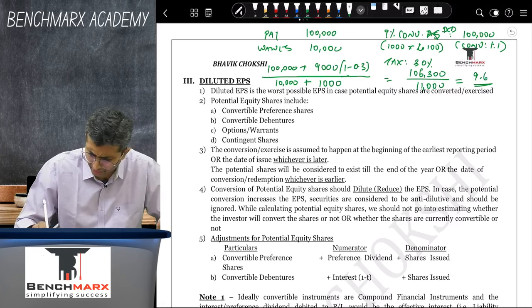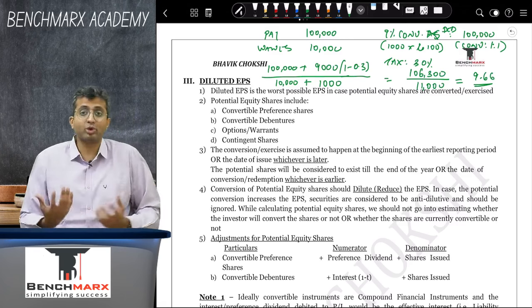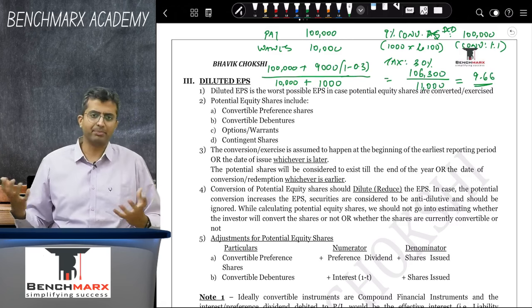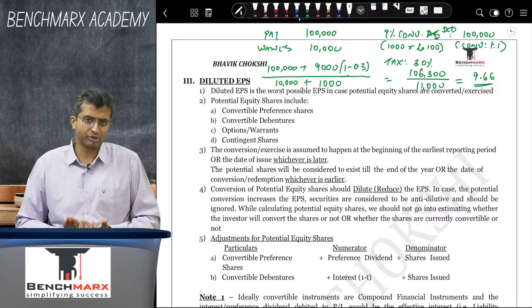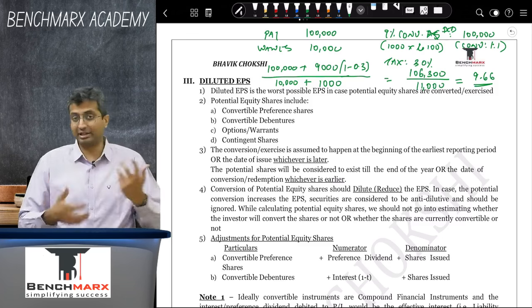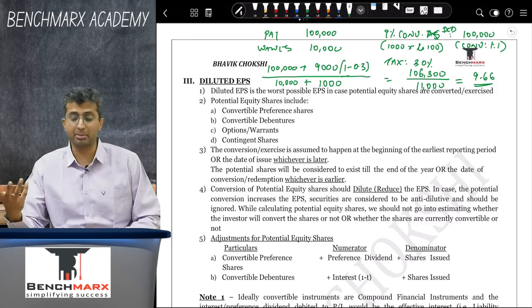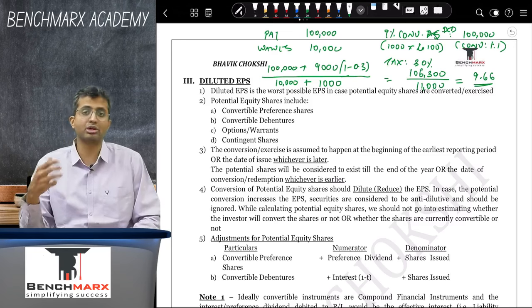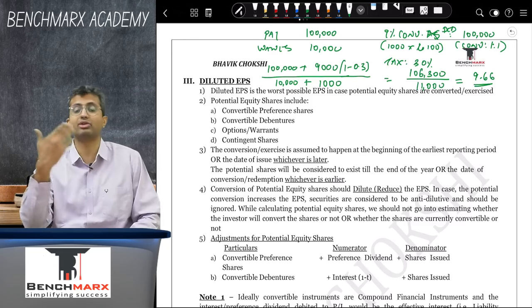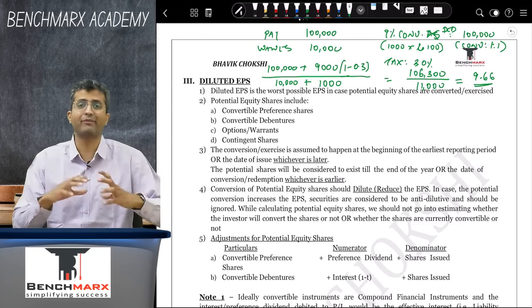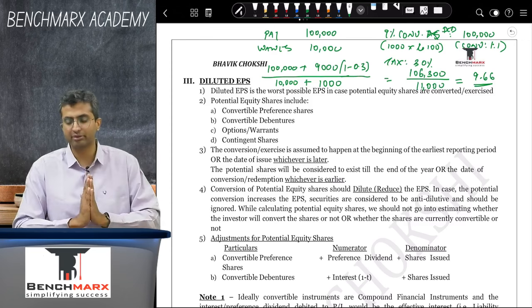Fair enough, nothing much. You have to remember that we have to consider all the possible impacts from the conversion, not just interest. If, let us say, there is a managerial remuneration, then if interest is not paid, then the profit for managerial remuneration will also change, and hence the managerial remuneration will also change, and so will the tax on that. So you have to consider all the possible impacts.